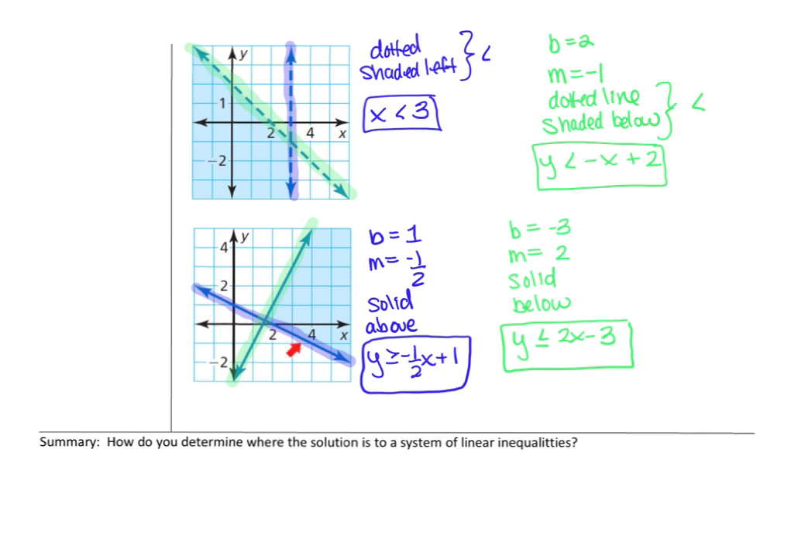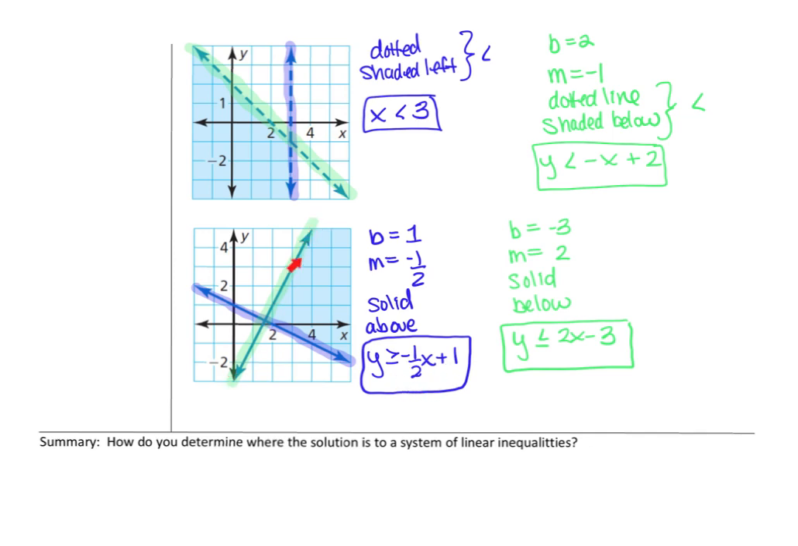Okay, let's take a look at this first one, which I highlighted in blue. It has a y-intercept of 1, and you have to go down 1 and right 2, down 1 and right 2 to maintain the consistency of the points on the line. So we have a slope of -1/2, a y-intercept of 1, we have a solid line, and it's shaded above the line. So you should have had y is greater than or equal to -1/2x plus 1.